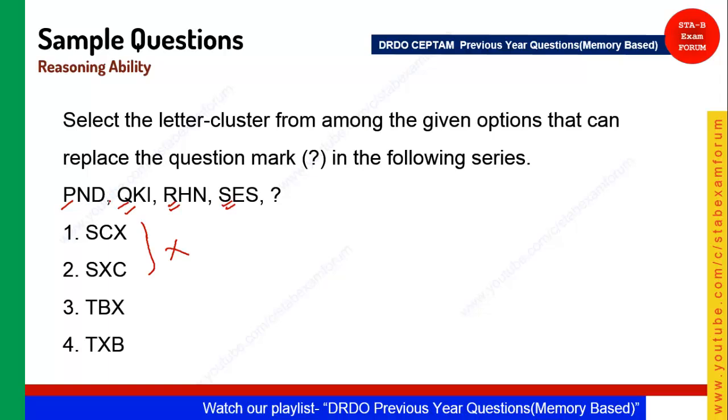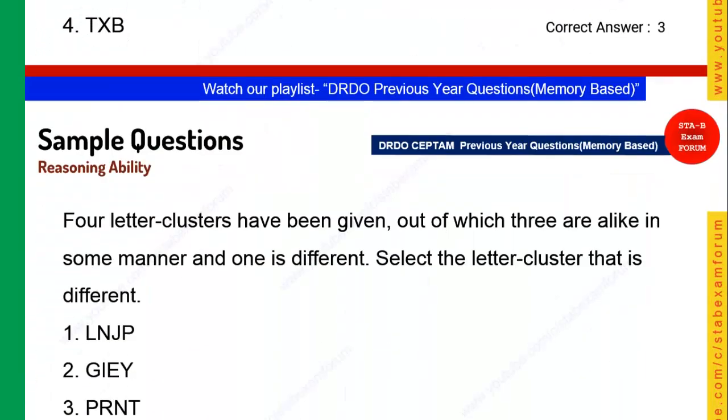N, O, P, Q, then K, L, M, N, then H, I, J, K, then E, F, G, H. Okay, so they are decrementing backward. So if we take minus 2 here for the character E, what do we get? B. So B, C, D, E. So the answer is option 3, TBX. This is the correct answer. Very simple one. Let's move to the next question.